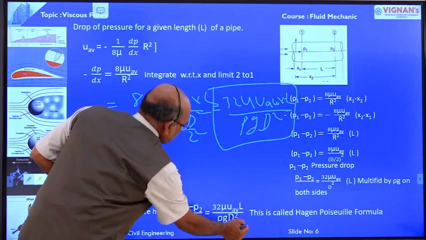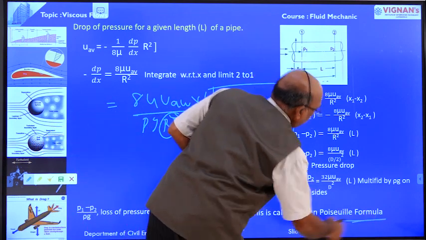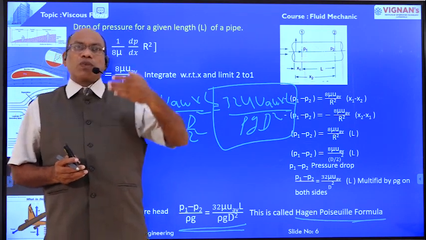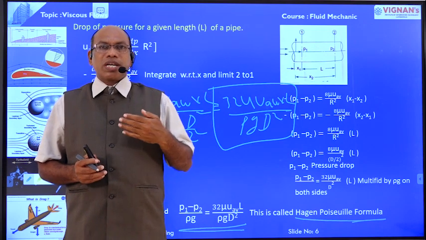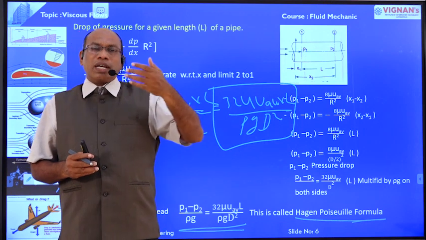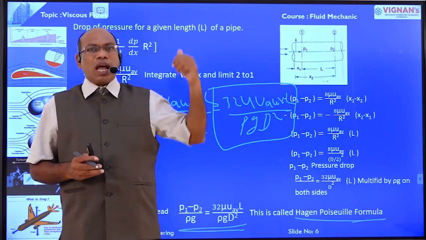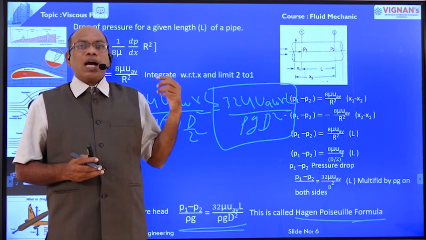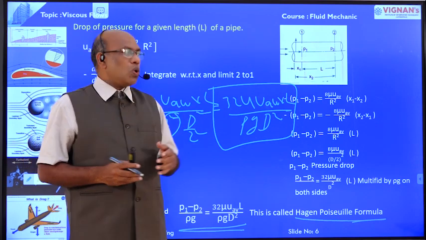This equation is also known as Hagen Poiseuille's formula. This is about viscous fluid flowing through a pipe: the velocity distribution across the section, the shear stress across the section, and the ratio between the maximum velocity and the average velocity. Finally, we have also derived the drop of pressure and the loss of head if the water flows from one section to another section.